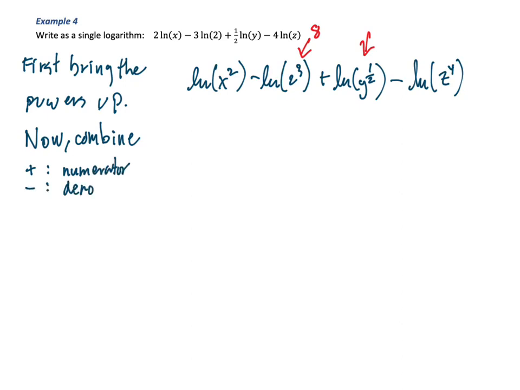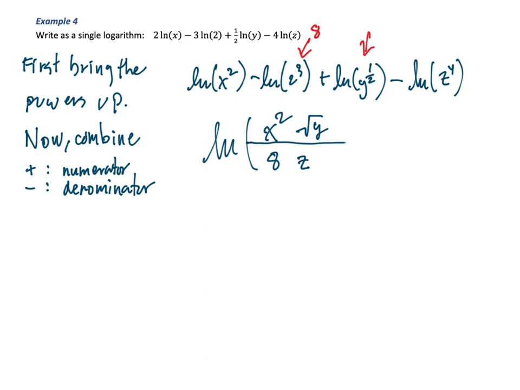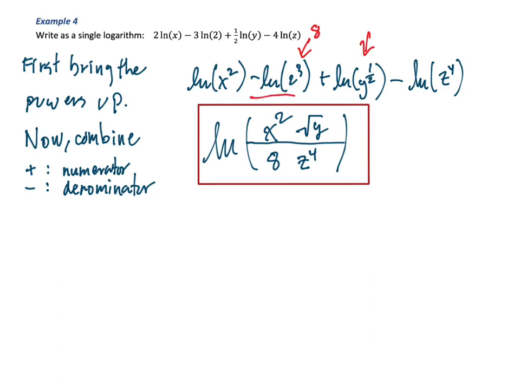So remember, plus is in the numerator, minus is in the denominator. So we should have one big natural log expression here. So it'll be the natural log of x squared on top. The 8 is on the bottom. The y to the 1/2 is positive, so square root of y on the top. And z to the fourth is a subtracted log term, so that's in the denominator, z to the fourth. So just remember that anything negative goes down into the denominator, anything positive stays up in the numerator. So, you could do that in a couple of steps.